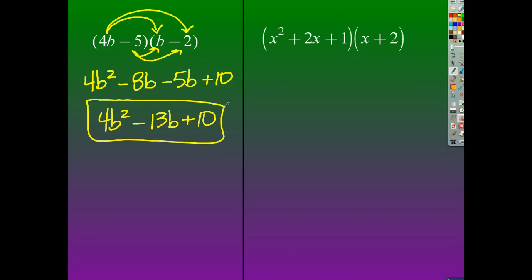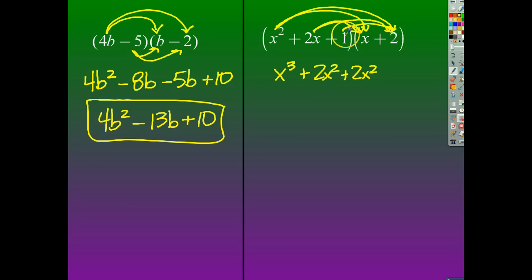Okay. And on this other one, I'm just going to take each piece, and I'll take x squared and multiply. I'm just going to take each one and multiply it by both of them, right? So I'm going to get x cubed, plus 2x squared plus 2x squared. 2x times x, 2x squared, and I did x squared times 2. So 2x squared plus 2x squared, and then 2x times 2 plus 4x, and then 1 times x plus x, and then 1 times 2 plus 2.